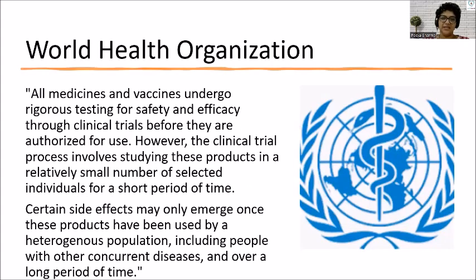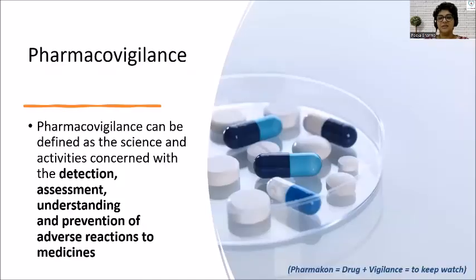The World Health Organization has stated that although all medicines and vaccines undergo rigorous testing for safety and efficacy through clinical trials before they are authorized for use, the clinical trial process involves studying these products in small numbers of selected individuals over a short period of time. Adverse events or certain effects may come after these products have been used by a mixed, heterogeneous population, over a longer time, by people with different kinds of diseases, other medications, and different durations of medication use. Herein comes in pharmacovigilance.